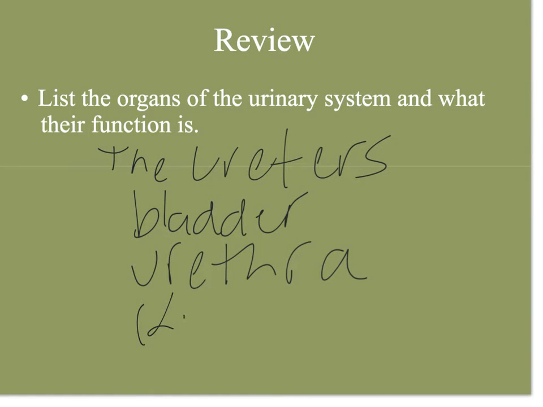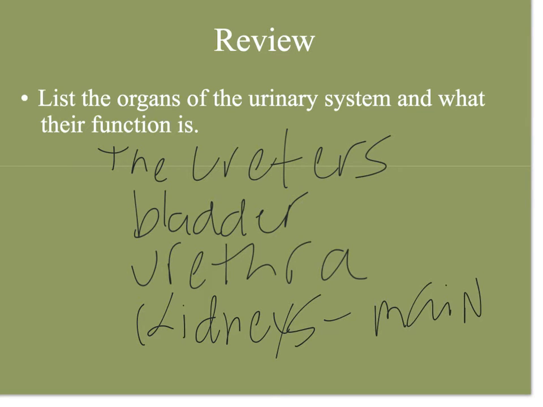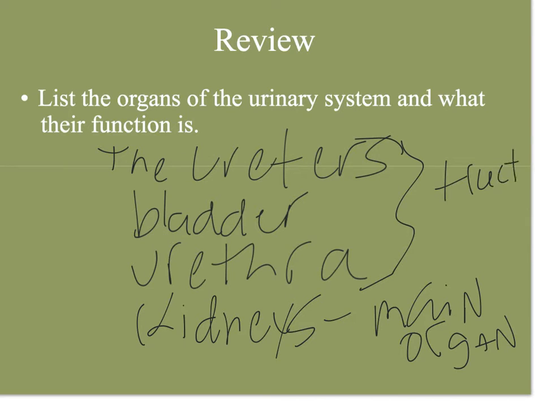And I'll go ahead and add the kidneys here. So the kidneys are the main organs. And these are the part of the tract that maintains elimination of urine outside of the body. Remember, the ureters connect the kidneys and the bladder, and we'll see that in the next picture, and the urethra is what takes the urine from the bladder to the outside of the body.